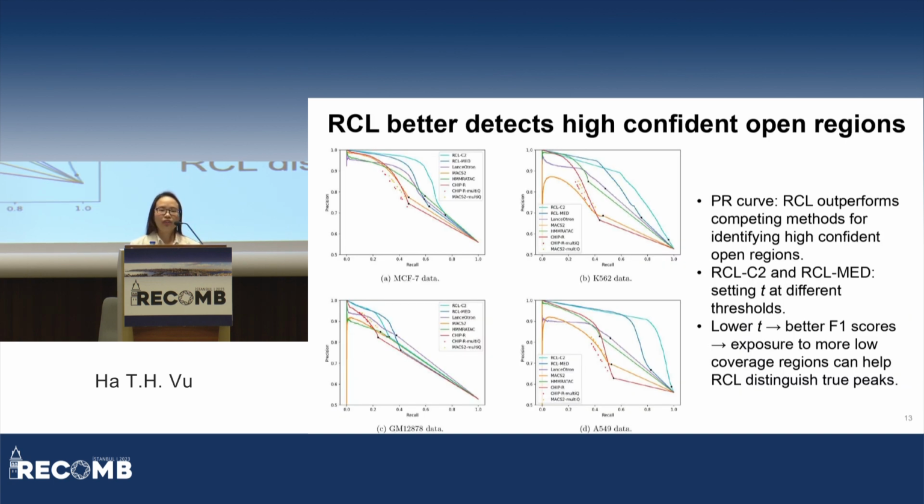We tested RCL on 4 different human cell lines and 1 mouse tissue dataset, and we see consistently better performance of RCL than the existing methods. As you can see on the screen, RCL with different thresholds of T corresponds to the two blue lines right here, and RCL performs better than the existing methods. As we lower T, we get better F1 scores, suggesting that exposing the model to lower signal regions helps it distinguish better between peak and non-peak regions.